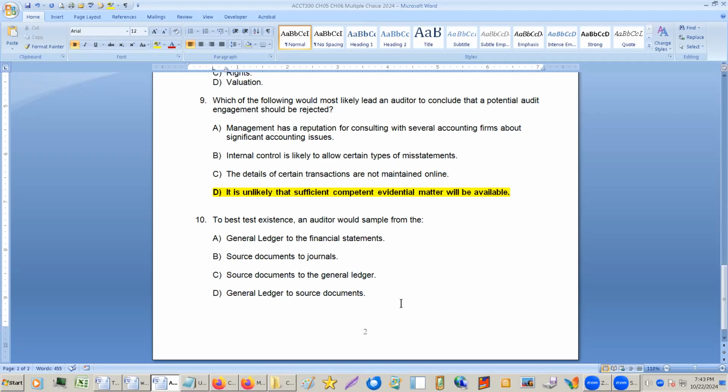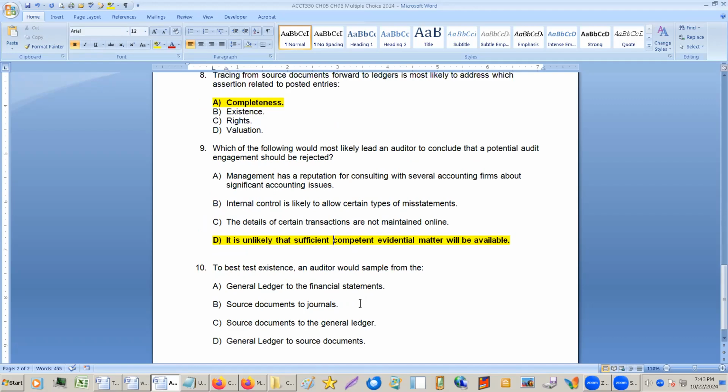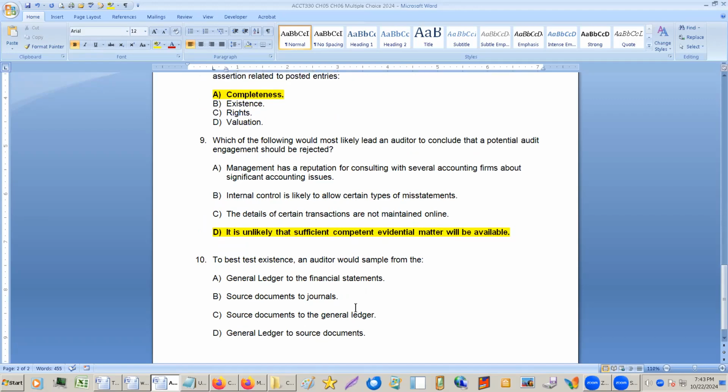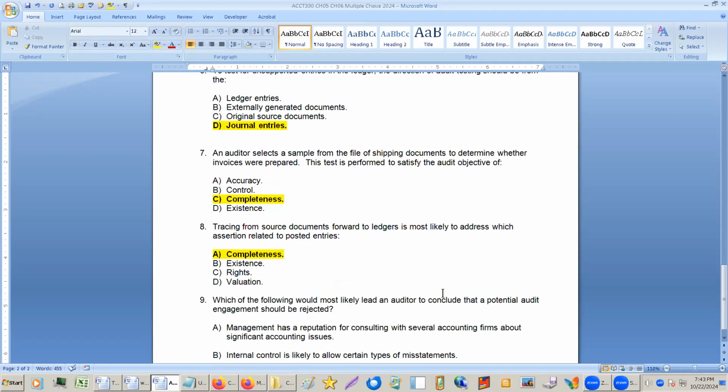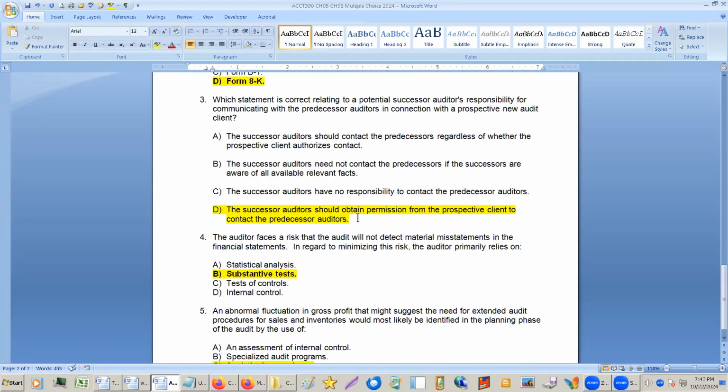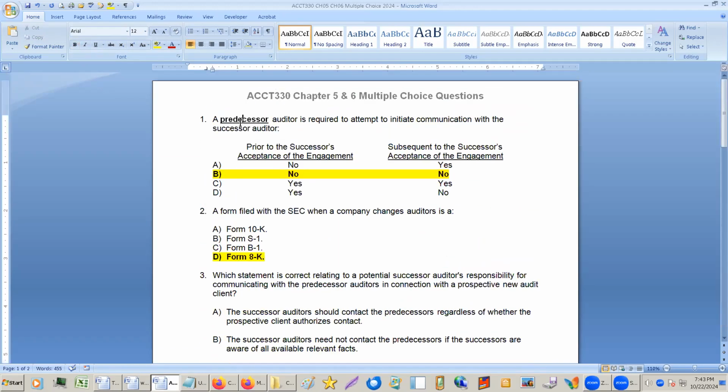Okay, question 10. To test existence, the auditor would sample from the general ledger back to the source document. Do these actually exist? Good. It ain't bad at all. Only the one, and this one's kind of a tricky one too, because it says predecessor. Okay, very good.